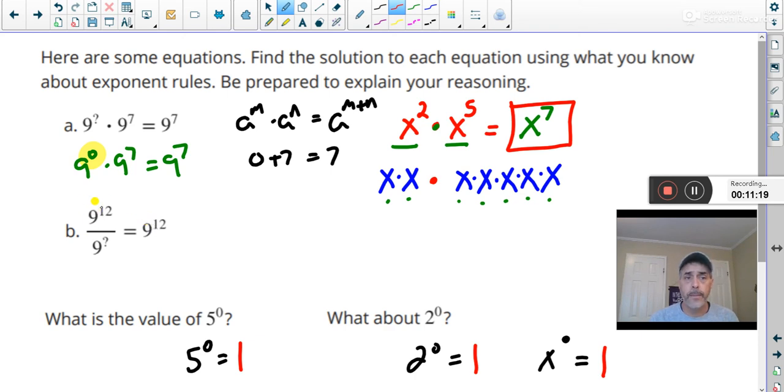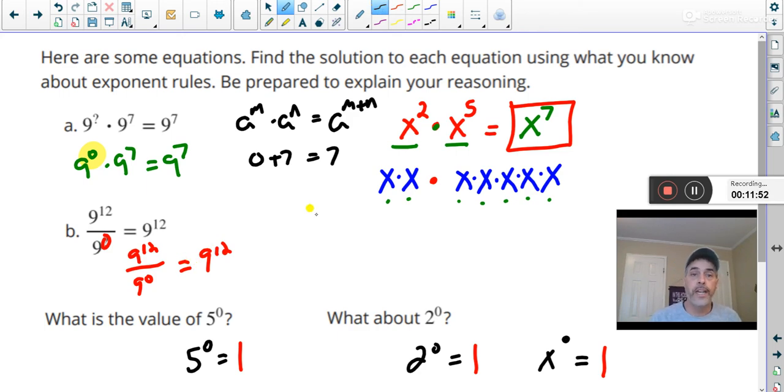Okay, down here, 9 to the 12th divided by something equals 9 to the 12th. Well, any number divided by 1 equals that same number, so I would want this to be a 1 again. What could I put in the exponent where the question mark is to create 1? Thoughts? You guessed it, I'm going to put a 0 there. 9 to the 12th divided by 9 to the 0 equals 9 to the 12th. And there we have it.